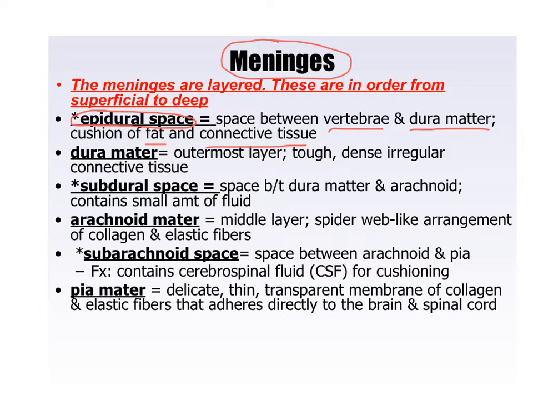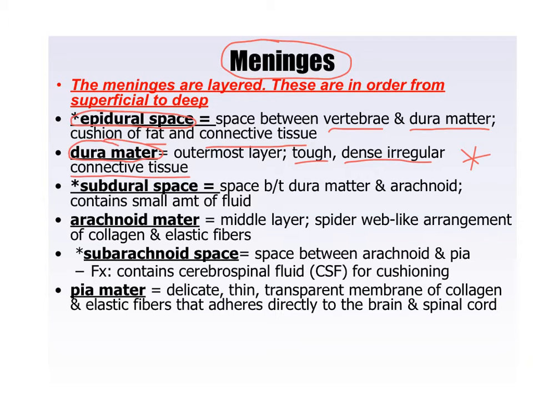And the next layer, we're going deeper. Remember, superficial is towards the surface or where your skin is at. And now we're going deeper from the epidural space. And below or deeper is called the dura mater. That's the outermost layer of the meninges. Tough. It's made of dense, irregular connective tissue. Will you need to know that? I doubt it. But might want to write it down just in case.